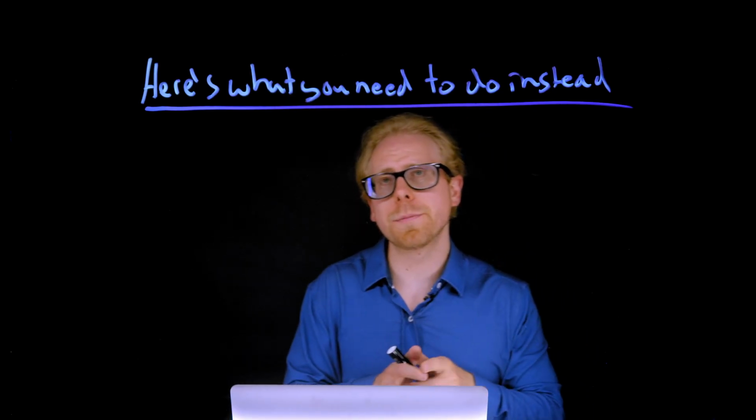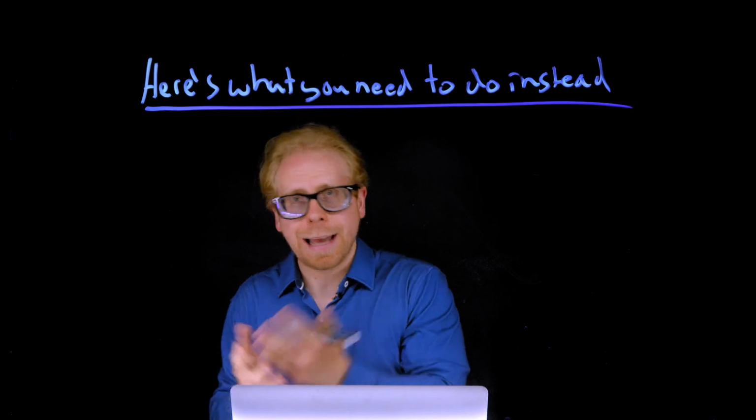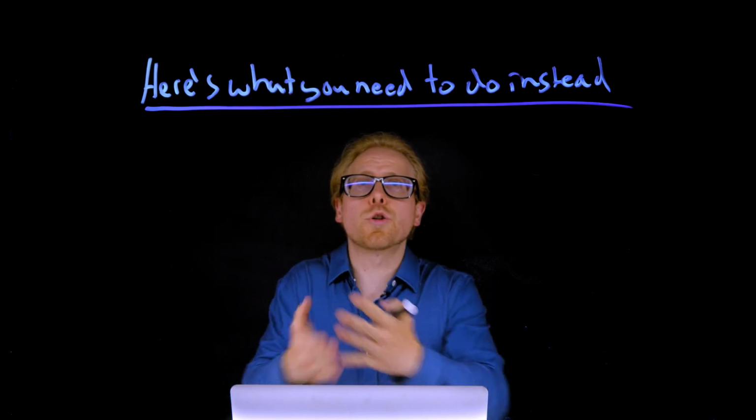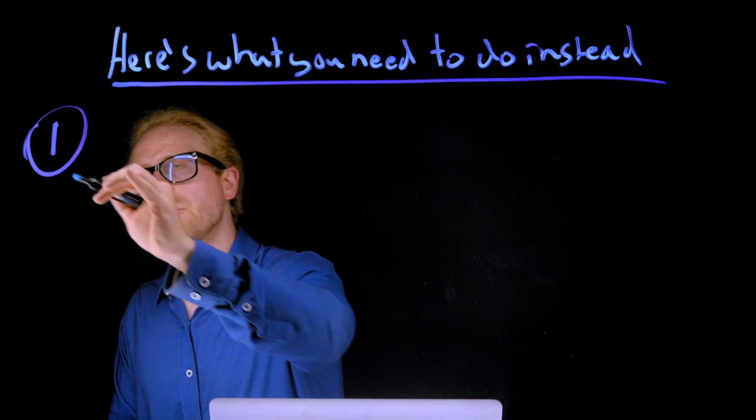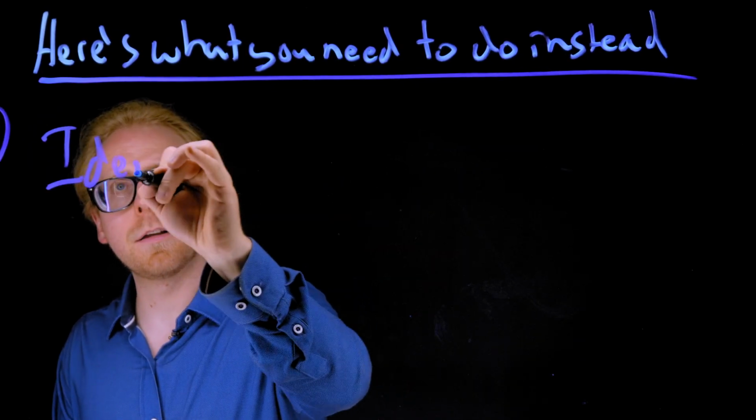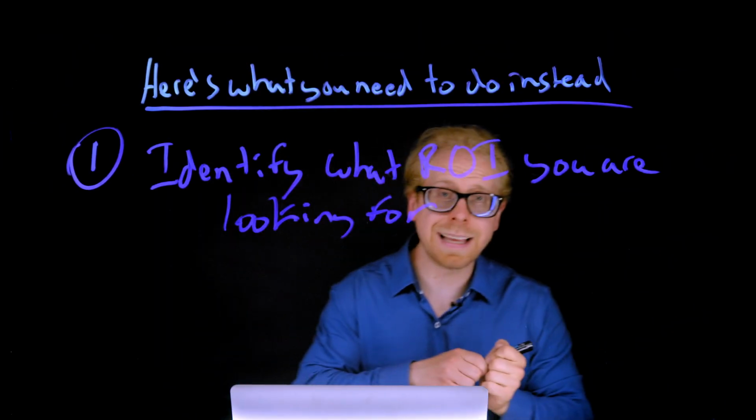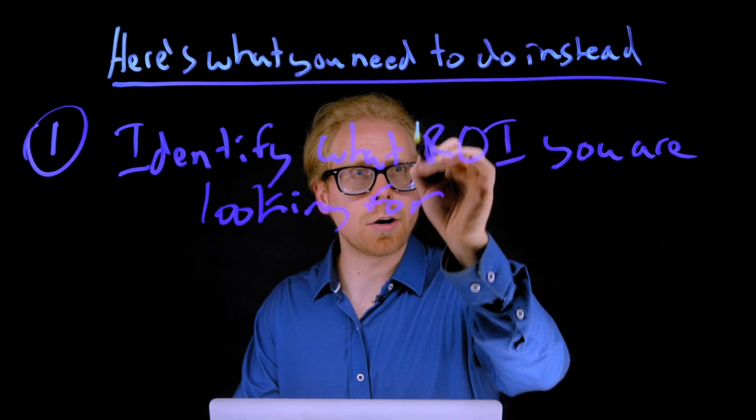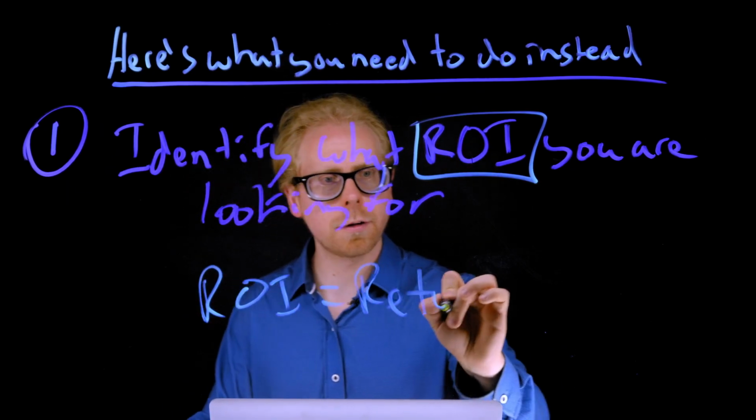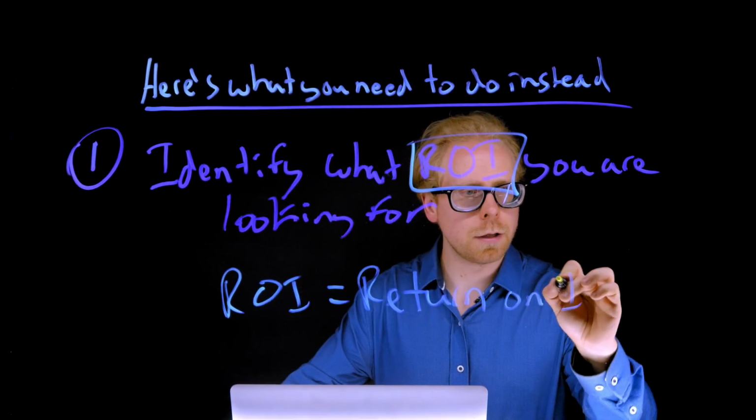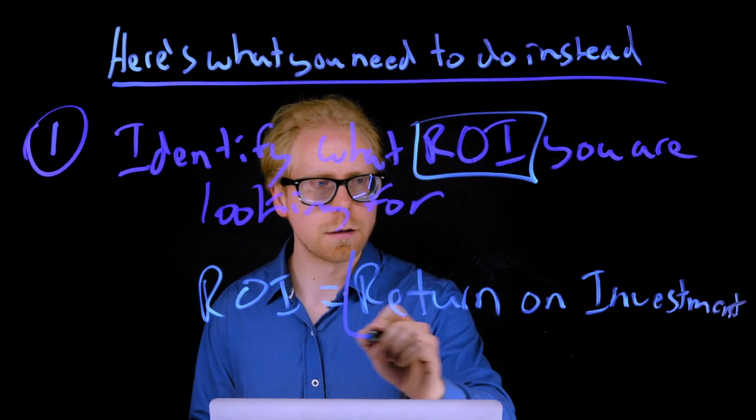And really, when you're making any decision, when you're looking at investing anything, when you're looking at implementing any sort of strategy, when you're looking at creating a strategy, all you need to do is two things. And the first is identify what ROI you are looking for. This may sound simple, but what is ROI? ROI means return, this is the most important part, on investment.